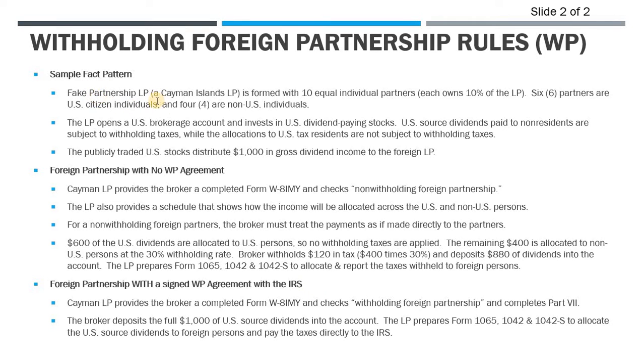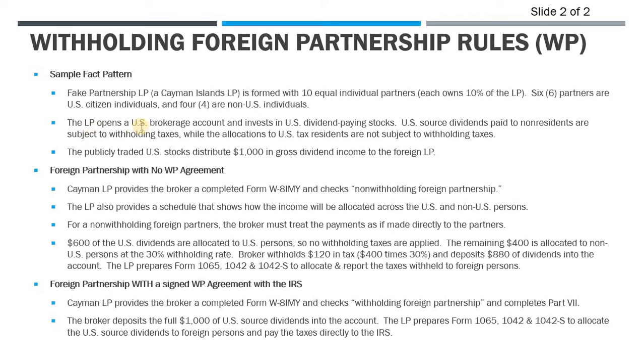So here's our fact pattern. We've got a fake partnership LP. This is a Cayman entity, and it was formed with 10 partners. So we have 10 equal partners. Each owns 10%. 6 of these partners are U.S. citizens, okay? So that means they're U.S. tax residents for federal income tax purposes. The remaining 4 partners are all non-U.S. individuals. And we're also going to assume they live in non-treaty countries, so the withholding tax rate that's going to apply to them is just going to be the base rate of 30%.